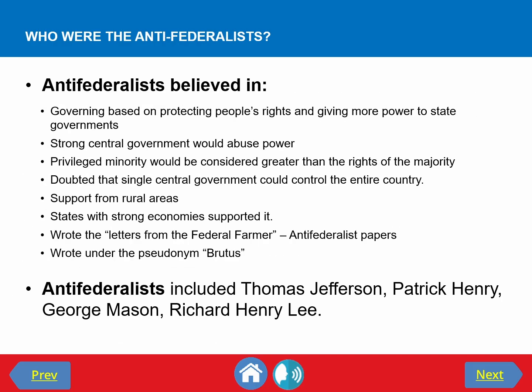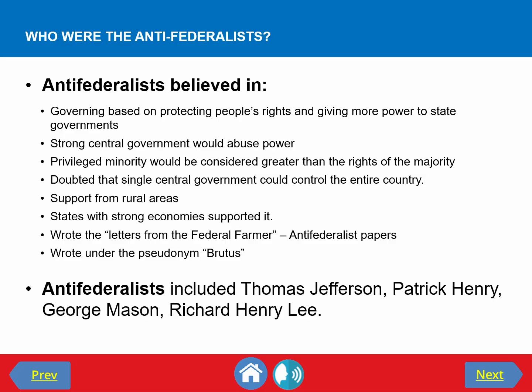As opposed to the Federalists, the Anti-Federalists believed in governing based on protecting people's rights and giving more power to state governments. A strong central government would abuse power. That a privileged minority would be considered greater than the rights of the majority. They doubted that a single central government could control the entire country. They got their popular support from rural areas, as opposed to the primarily big city support for the Constitution.